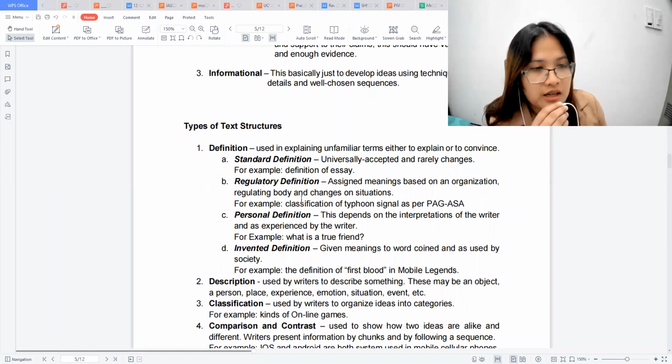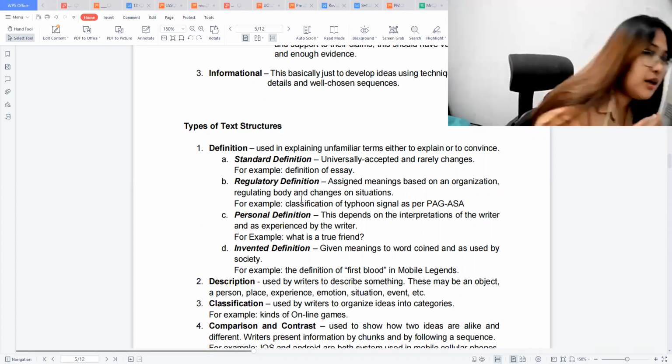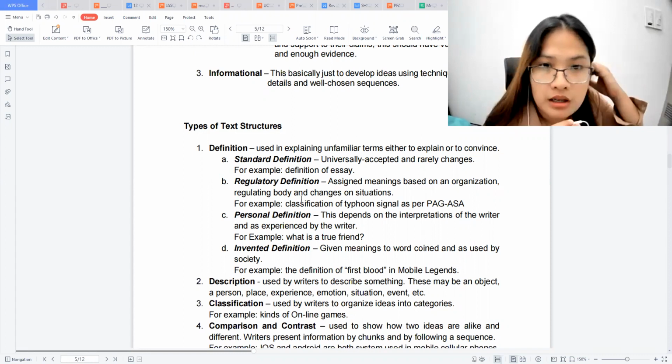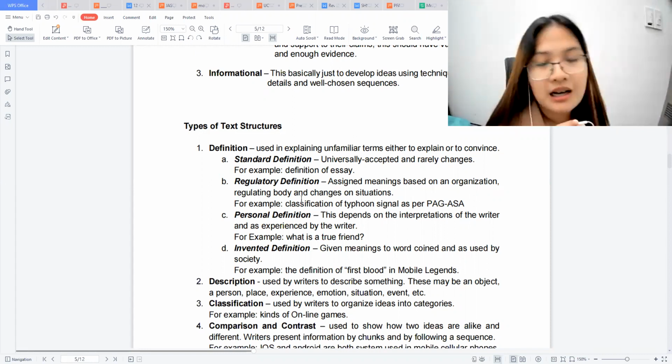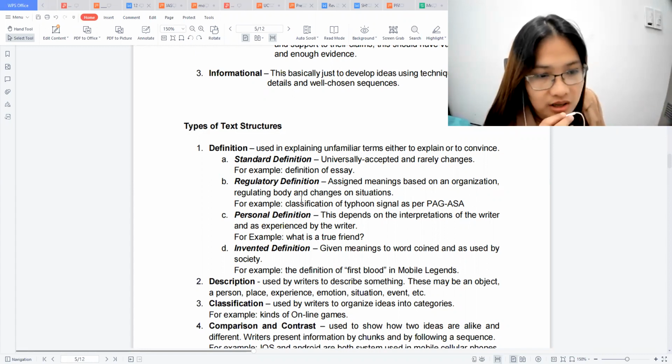Okay, so for regulatory definition again, these would be acronyms or like words that would be defined by specific bodies. So, pwedeng sa isang country lang siya applicable, pwede rin siya international. Pero again, depending on the regulatory body or the regulating body. So for example, PAGASA, okay, that's the body that gives the classification of typhoon signal, diba?